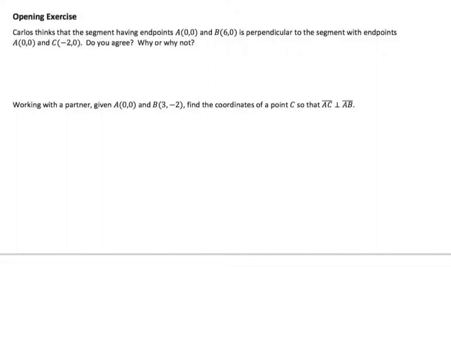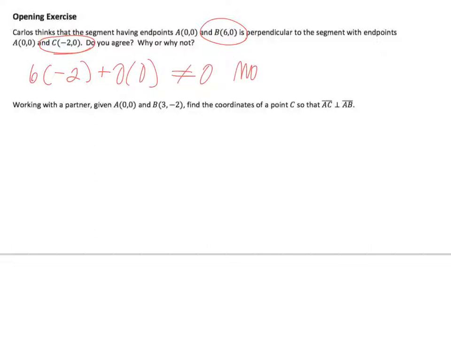So what we're going to check is point C against point B. 6 times negative 2 plus 0 times 0 is not equal to 0. So no, they're not perpendicular. Okay, that would be a true statement if they were perpendicular.